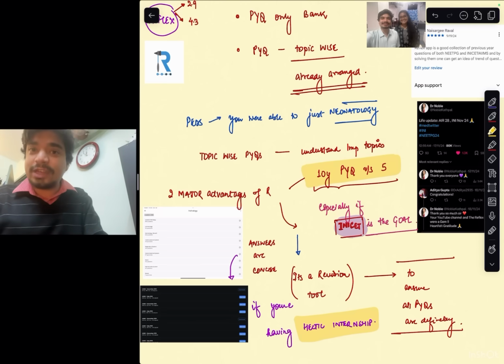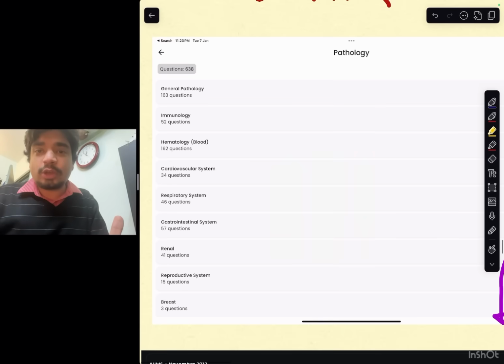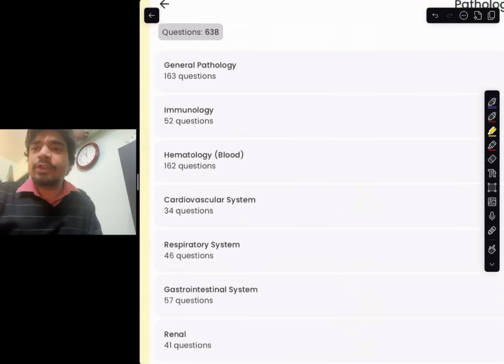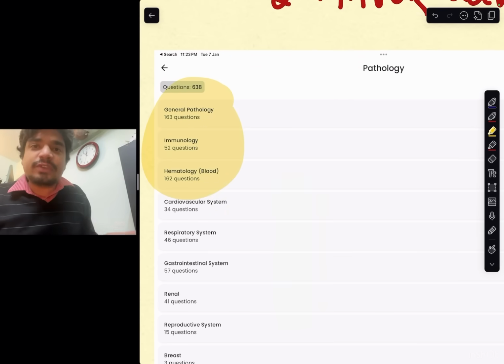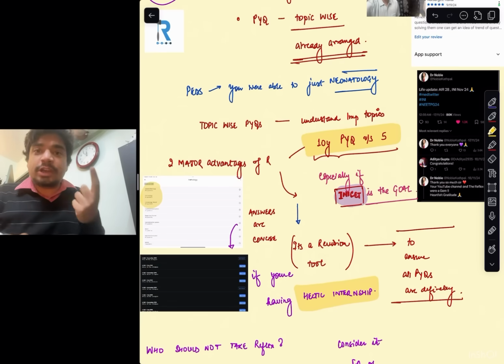The best advantage is that instead of making custom modules, all the PYQs will be arranged topic-wise. Let's say you did general pathology, immunology and hematology today. Solve these 100, 150, 200 MCQs over the next 1.5 to 2 hours. That's it. The second, major advantage, specifically for INICET, is that it has 10 years of PYQs.